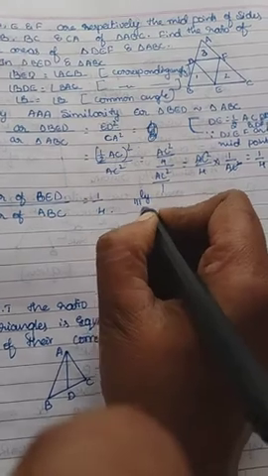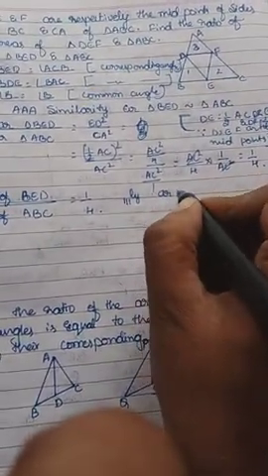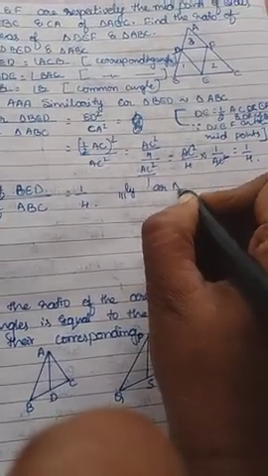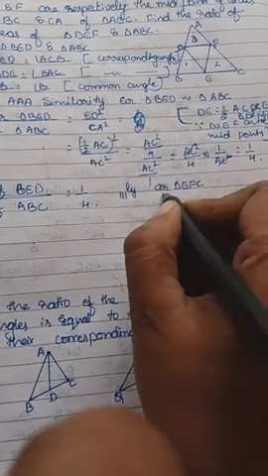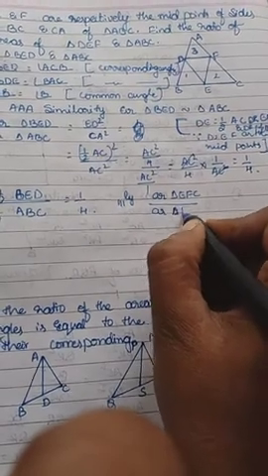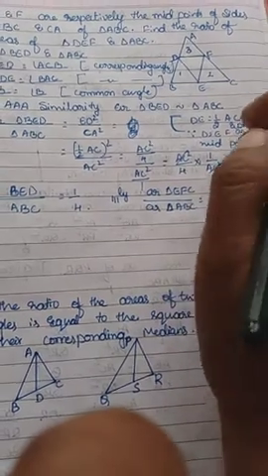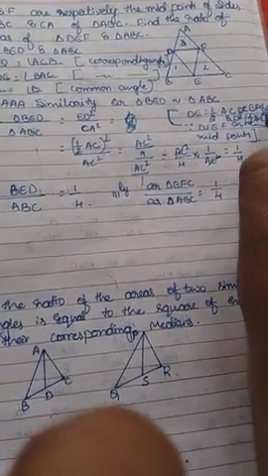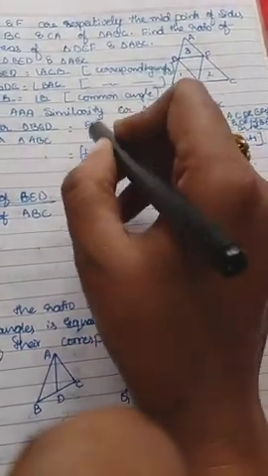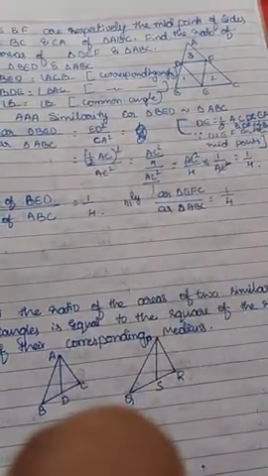we can take another triangle, that is area of triangle EFC divided by area of the whole triangle ABC, which is also 1 by 4. We can prove it like that only. It will be equal to EF square divided by AB square, the corresponding sides. Instead of EF we can write half AB, squared, like that.